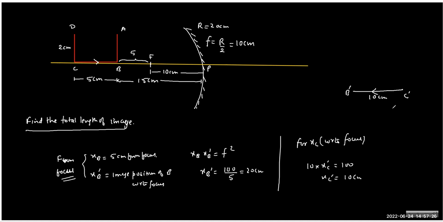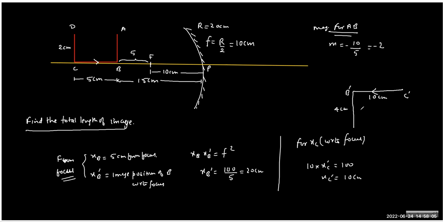So what is the magnification for the AB part? M will be how much? Just write the value directly. F upon distance from the focus. And distance from the focus is how much? 5. And we can put minus because of course we know it's real. Minus 2, which means the size of the AB part will become how many times? 2 times, but inverted. So the AB part will be bigger. It's 4 centimeter now. Done.